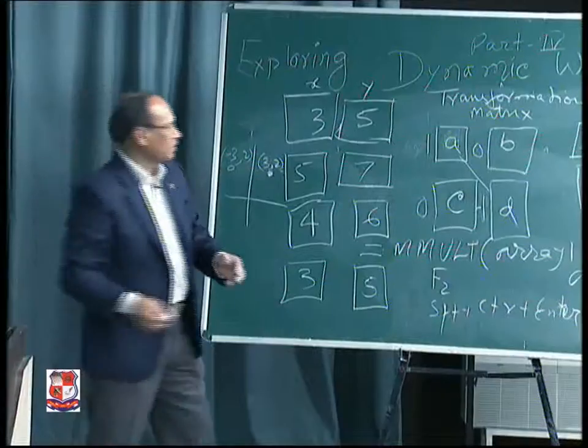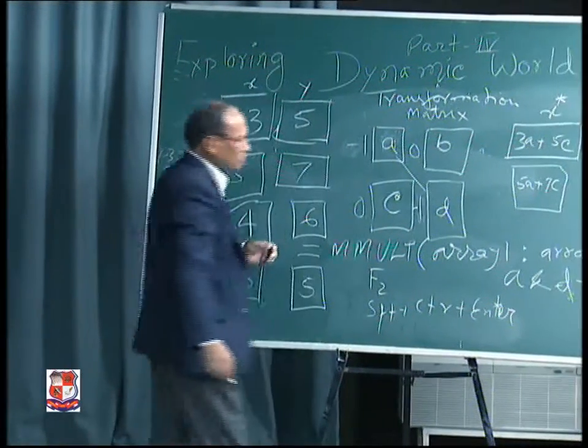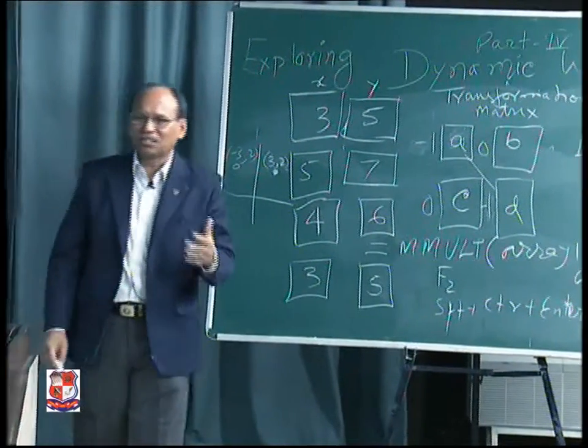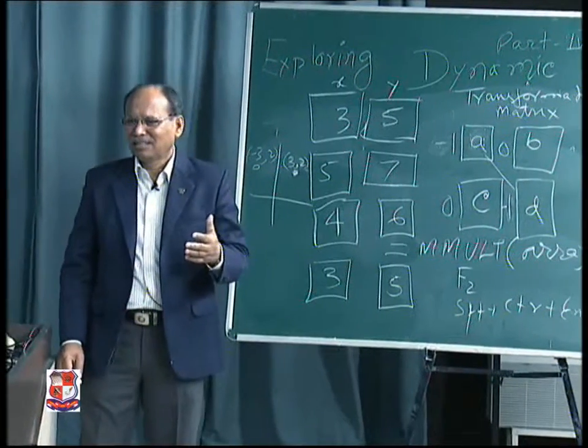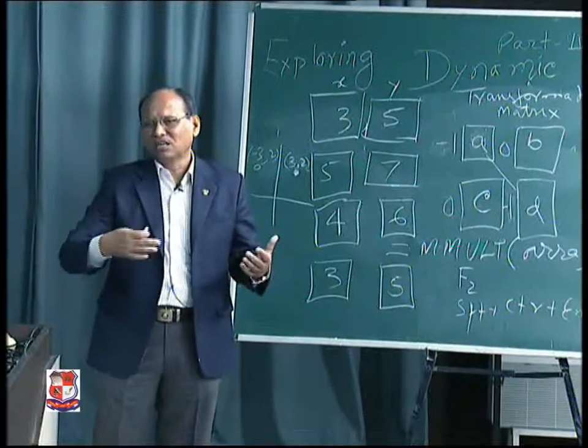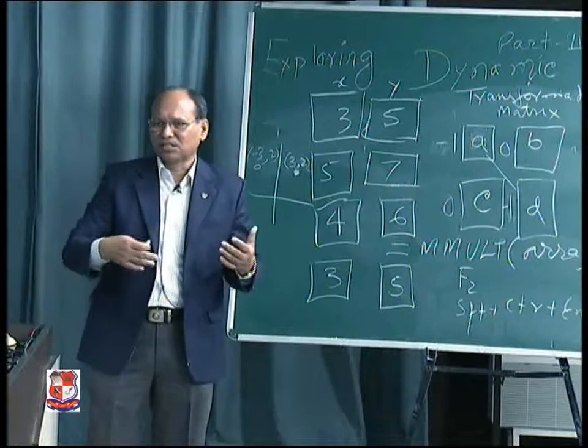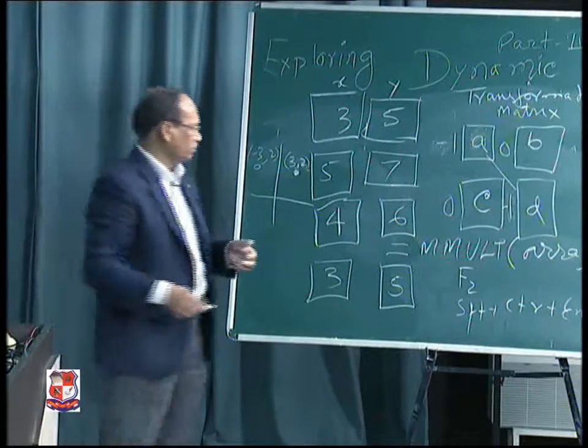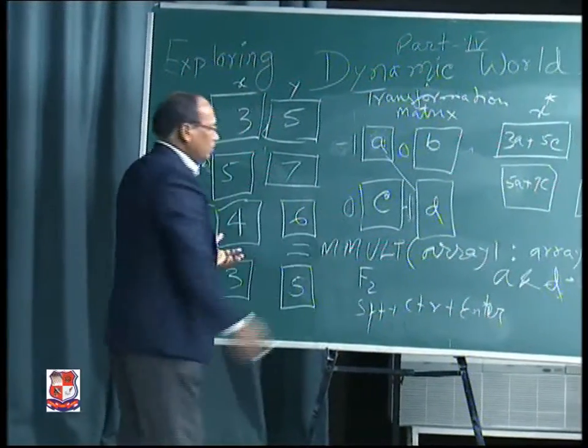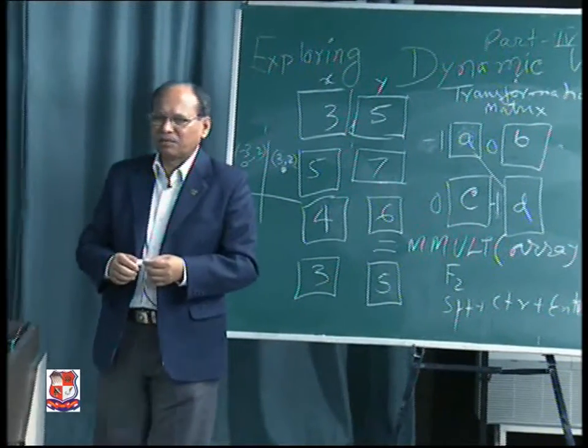And what will happen if we put both minus 1, A minus 1 and D minus 1? It is reflection through a plane from the origin, the y axis. Okay. So, this reflection is very simple.